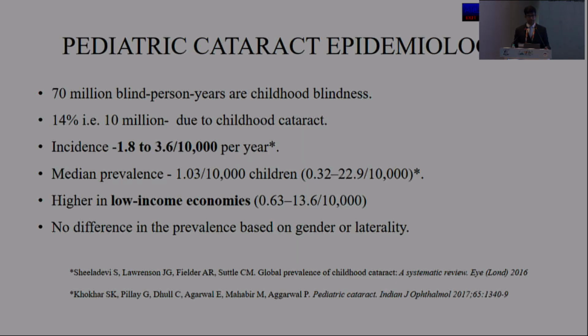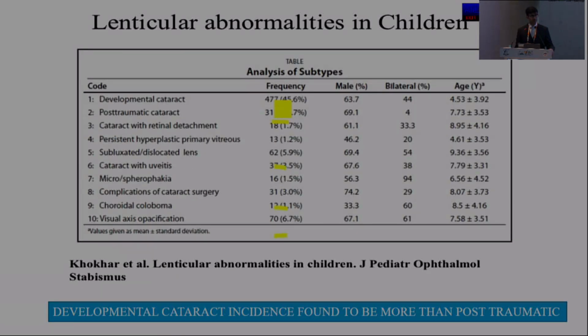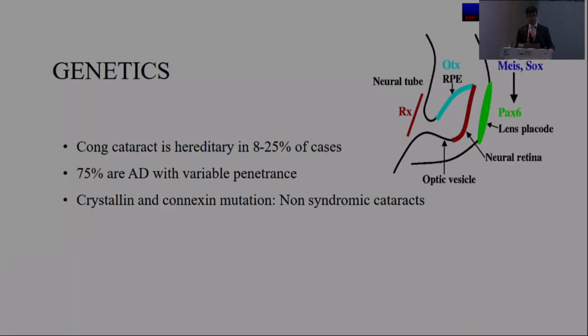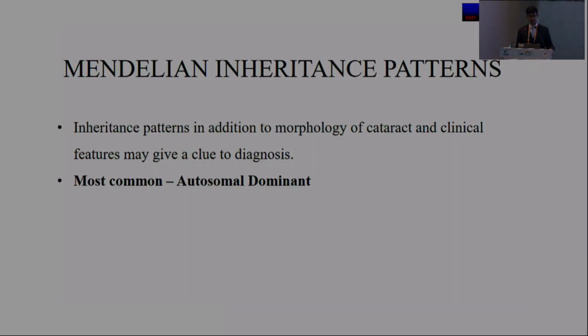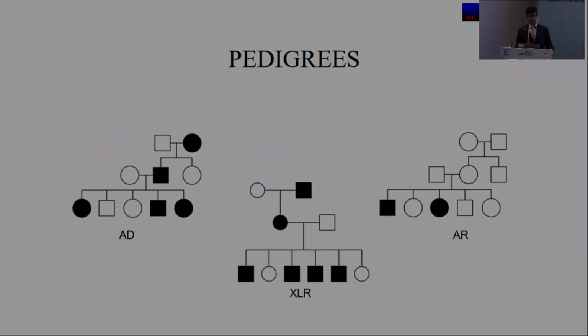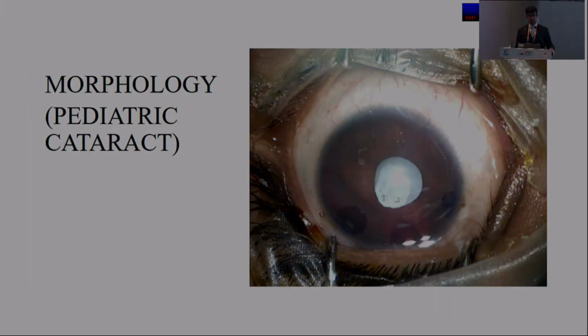So we know the incidence is around 1.8 to 3.6 per 10,000 per year. In the studies which have been done at our center, which is RP Center, developmental and post-traumatic cataracts are quite common. In one of our studies, we found that the developmental cataract incidence was actually more than the post-traumatic ones. Genes which are usually involved are alpha-crystallin, PAX6, PITX3, and the most common inheritance pattern noted was autosomal dominant. These are a few pedigree charts of the same, and I shall directly come to the morphology.